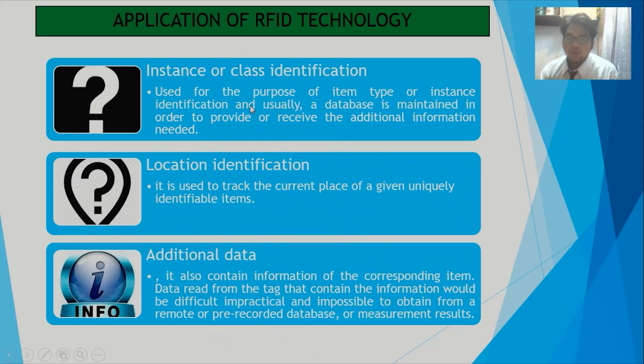So the use of RFID technology is instant or class identification. It is used for the purpose of item type or instant identification, and usually a database is maintained in order to provide or receive the additional information needed. Next is location identification. It is used to track the current place of a given uniquely identifiable item. Next is additional data. It also contains information of the corresponding item. Data read from the tag that contains the information would be difficult, impractical, or impossible to obtain from a remote or pre-recorded database or measurement result.